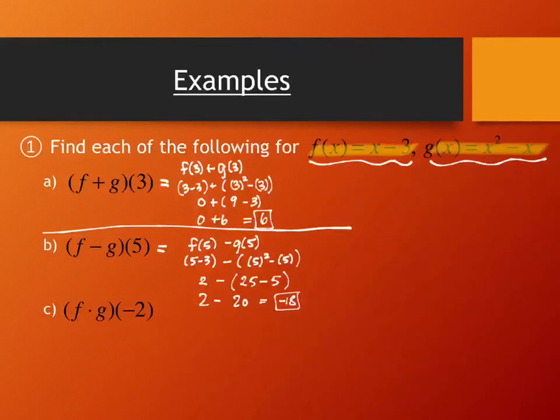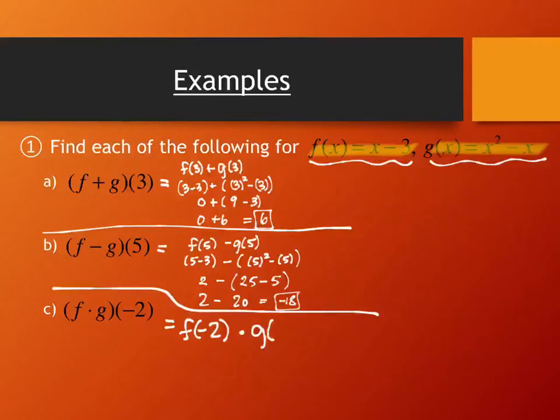Okay, and then our last one, on this slide anyway, has the dot between. That's telling us we need to multiply. So again, we're doing the same thing as before. We're evaluating. This time we're evaluating at the value negative 2, and then we're going to be multiplying. So this is going to be f of negative 2 times g of negative 2.